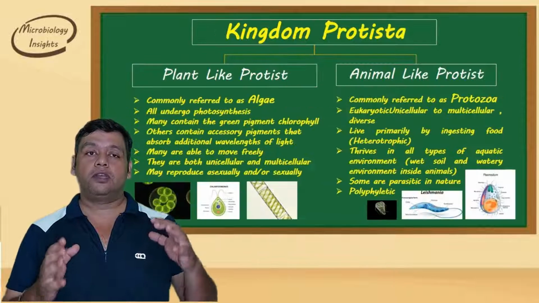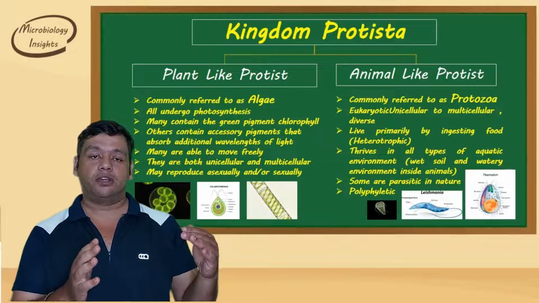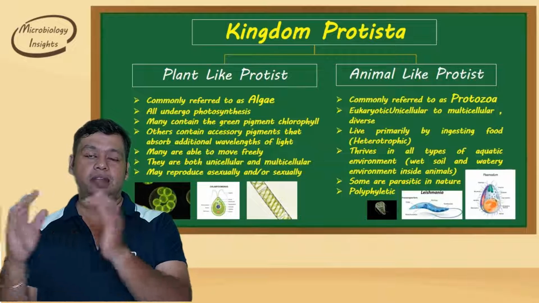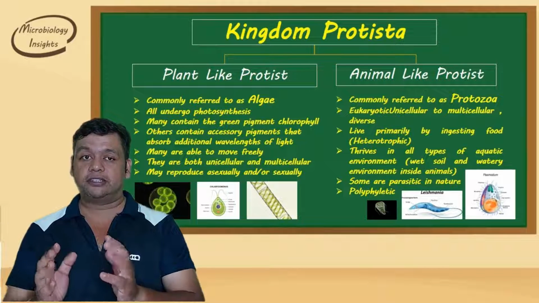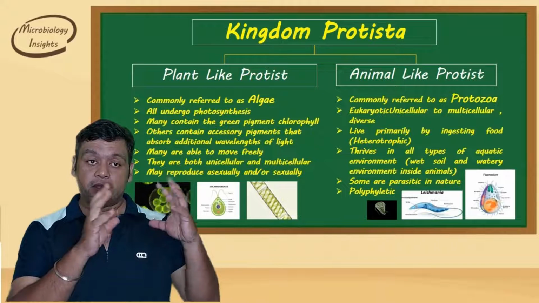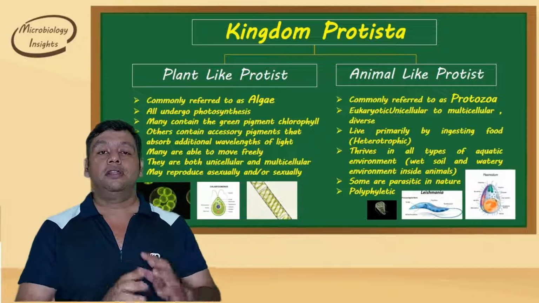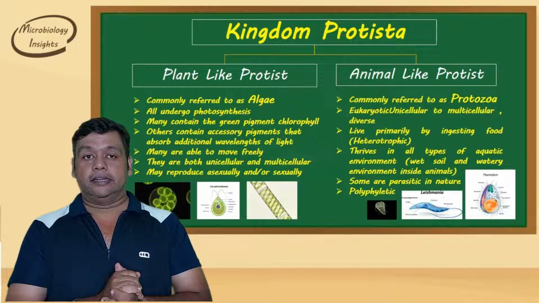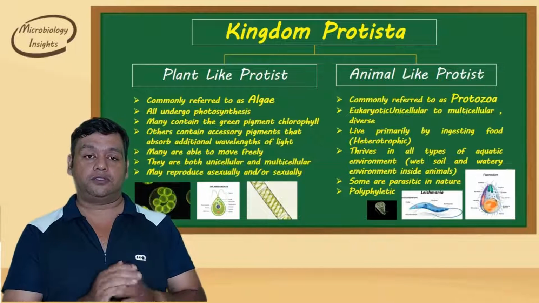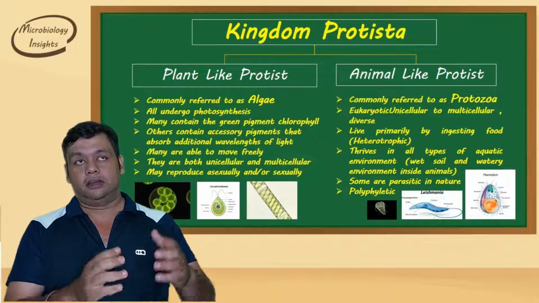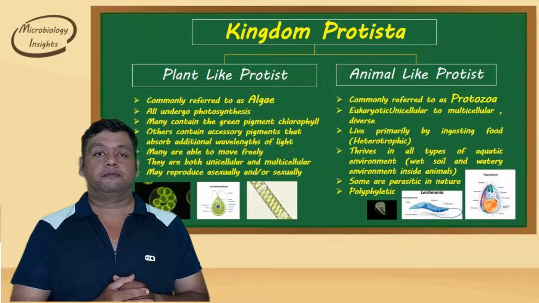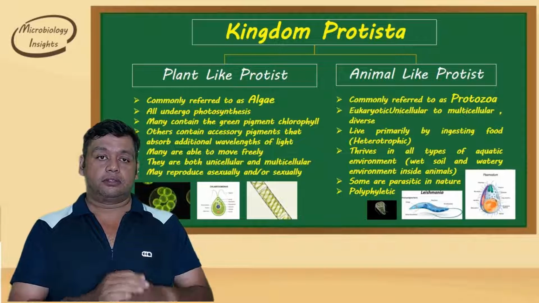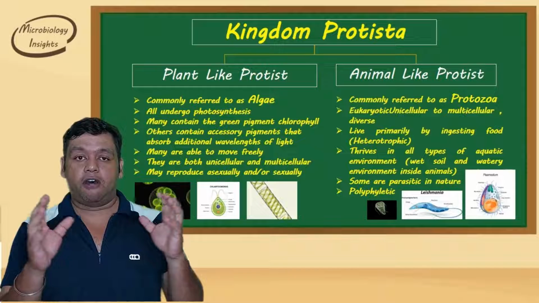The Protista group includes two types of organisms. One is called the animal-like protist and another is called the plant-like protist. The plant-like protist includes the microalgae, while the animal-like protist includes the protozoa. The major example of protozoa we all know is Plasmodium, the one which is responsible for malaria. Then you have Leishmania, which is responsible for kala-azar etc. So this is the taxonomic position of bacteria.